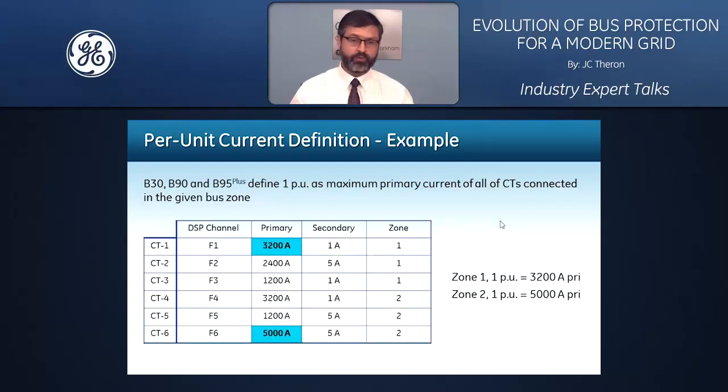Now, what's important to note before we can discuss the differential settings is that all settings are in per unit. So the question is, what is 1 per unit? And for all our relays, it's the same principle. The answer is, it's the maximum primary setting. For example, in zone 1, we can see the maximum primary current is 3200 amps. And for zone 2, it's 5000 amps. So that's why 1 per unit for zone 1 is 3200 amps, and for zone 2 is 5000 amps, and this is not based on the CT ratio, but the maximum primary current.